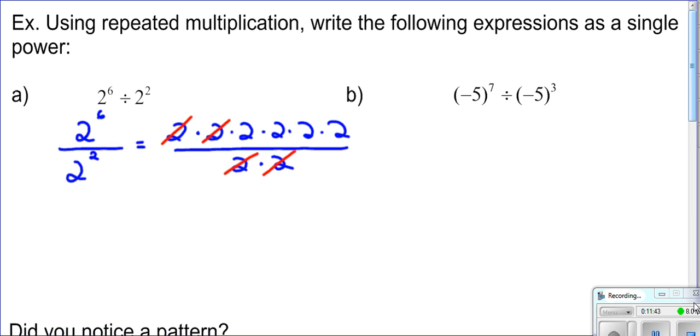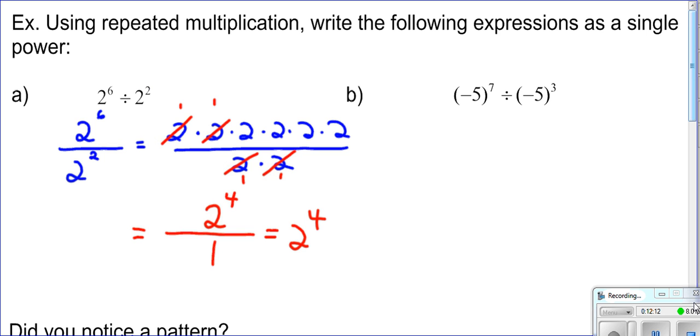So on the bottom, we end up with 1 times 1. And on top, we have 1 times 1 times 2 times 2 times 2 times 2. So on the bottom, we've basically canceled everything out of value, so we just have 1. And on top, we have 2 times 2 times 2 times 2, or 2 to the power of 4. And 2 to the power of 4 divided by 1, dividing by 1 gives us the value itself. So just 2 to the power of 4.